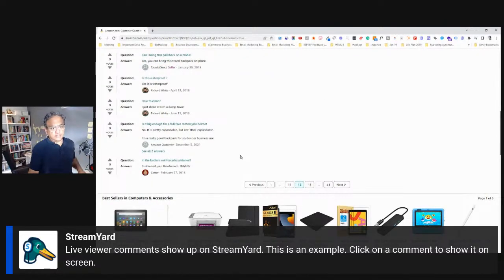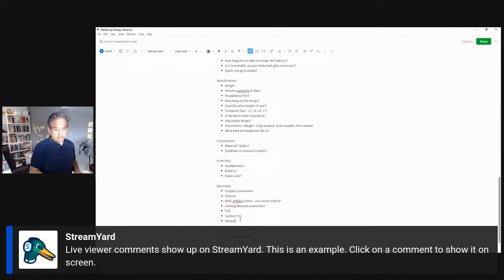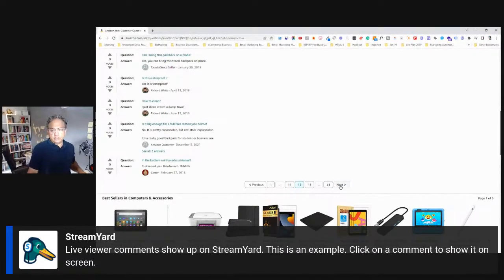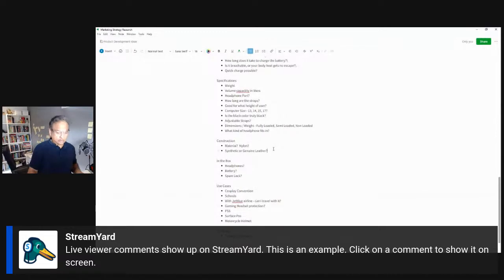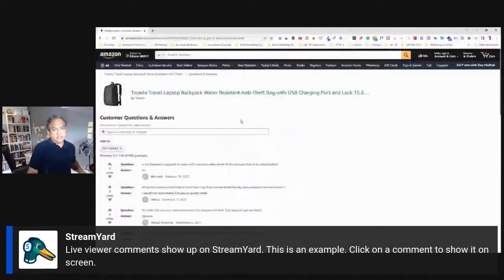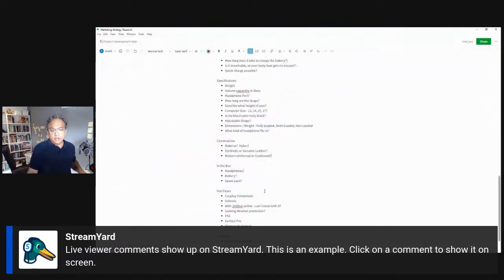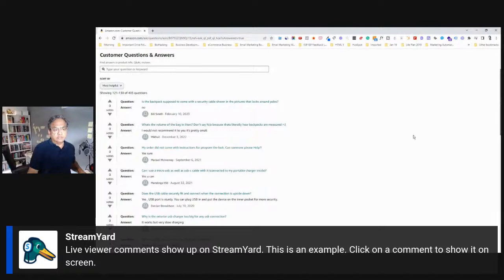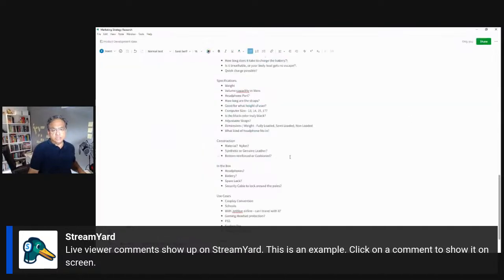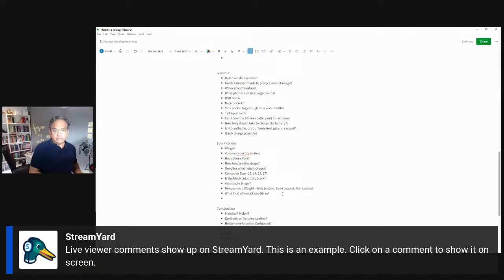Full face motorcycle helmet. See, interesting questions. Is the bottom reinforced and cushioned? These are the questions that people are asking. Is it supposed to come with a security cable, showing the picture that loops around poles? Interesting. In the box. Use a micro USB or a USB-C cable? That comes up again here, type of cable. I think we've covered this, by the way.